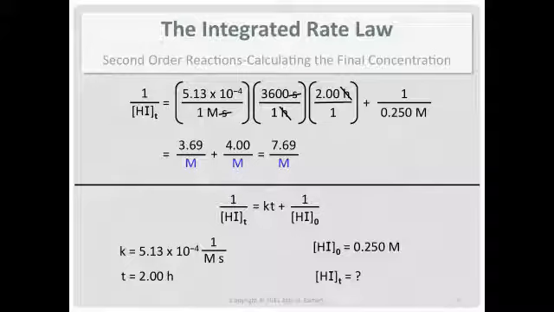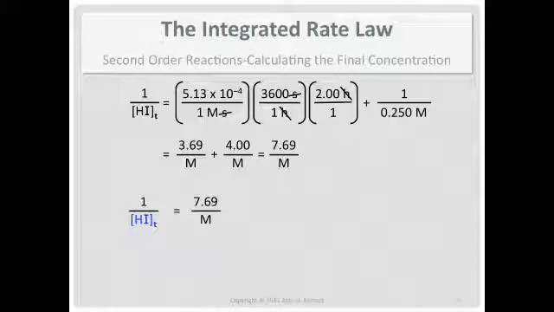Now we're not done, because the problem didn't ask what is the reciprocal concentration. Well, how do we get that out of there? Well, we just take the reciprocal of it. But what else do we have to do? Right. Whatever you do to the left side, you've got to do to the right side. So that allows us to get the concentration of hydrogen iodide at the end, time t, and then we just take 1 over 0.769 and 1 over molarity.